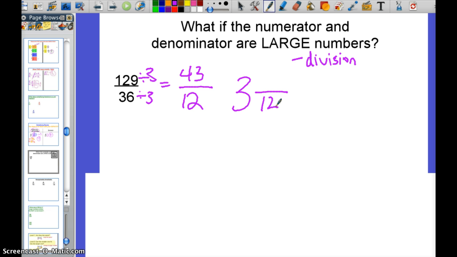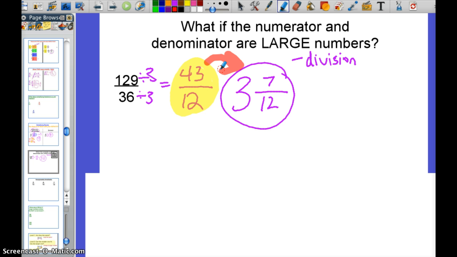36, 37, 38, 39, 40, 41, 42, 43. So that's 7 as your remainder. So this would be the simplified version of this improper fraction, okay? I hope you guys know that you cannot leave a number like this when you're being asked to simplify. This is not the simplest version. The simplest version is to put that number into a mixed number form, okay?